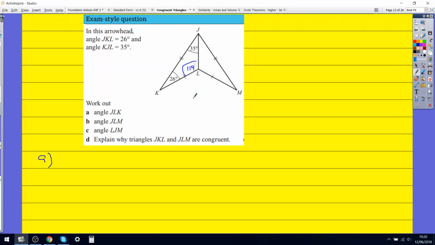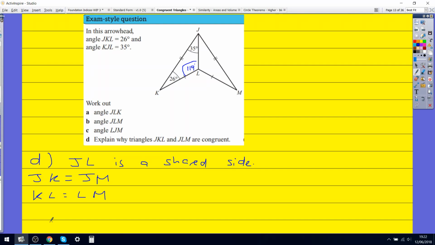And then JK corresponds to JM. So I'd say it's equal to JM, because for them to be congruent, you have to show that they're three equal sides. So it equals that, and then I can say that KL equals LM. Therefore, side, therefore congruent. And side is just short for three sides are equal to each other.